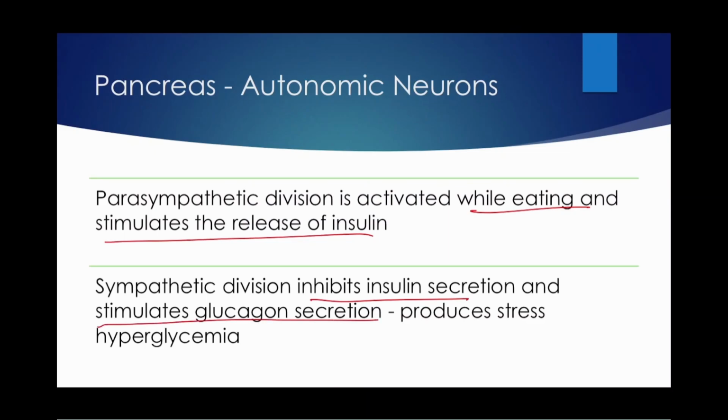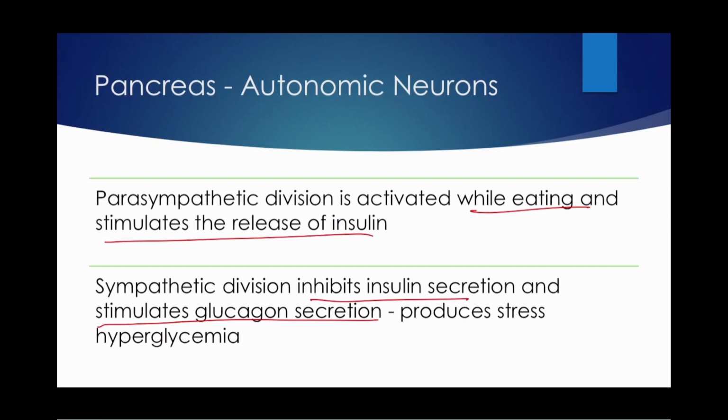Sympathetic division, fight or flight or rest and digest? Fight or flight. Where do you need the glucose? In the blood and the muscles. Now I'll read that again. Inhibits insulin secretion, so the glucose is going to stay in the blood, so it can be brought into the muscles for action. And stimulates glucagon secretion.